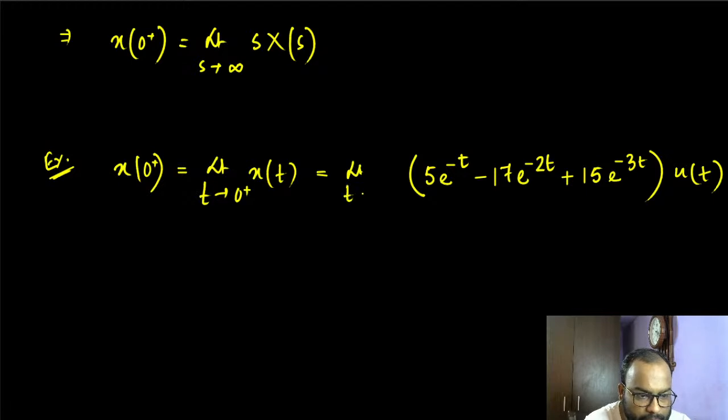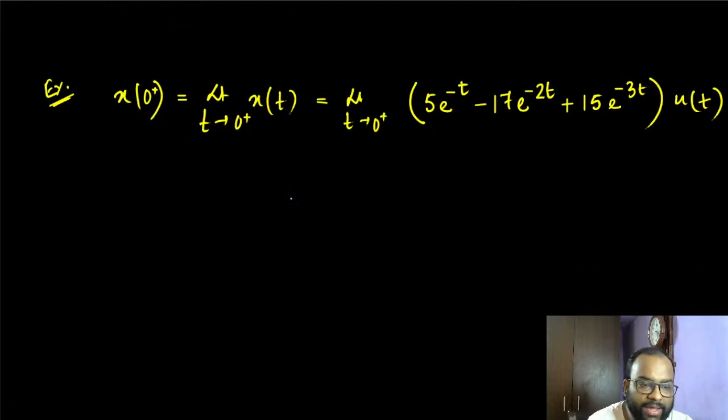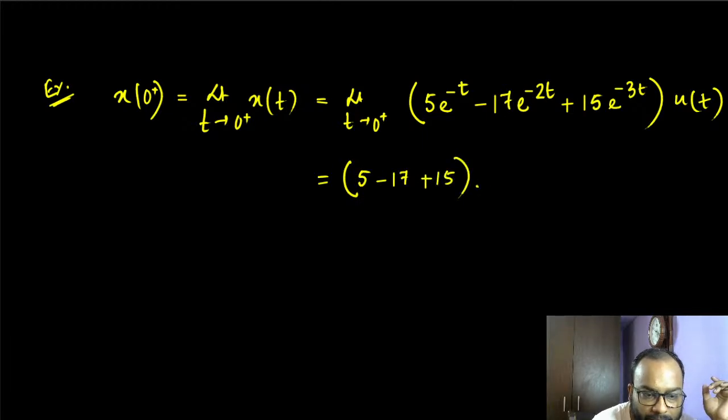Now of course if I calculate the limit here, if I put 0 here, what happens? Each exponential becomes 1. So this becomes 5 minus 17 plus 15, and times 1 here, because u(t) is 1 as long as t is positive, and that's why we have this sort of a limit. So that's the initial value. What is that? That's going to be 20 minus 17, so that's going to be 3. So that's the initial value of the output.